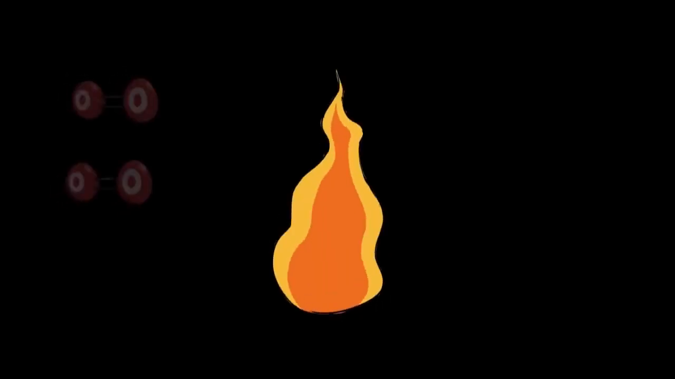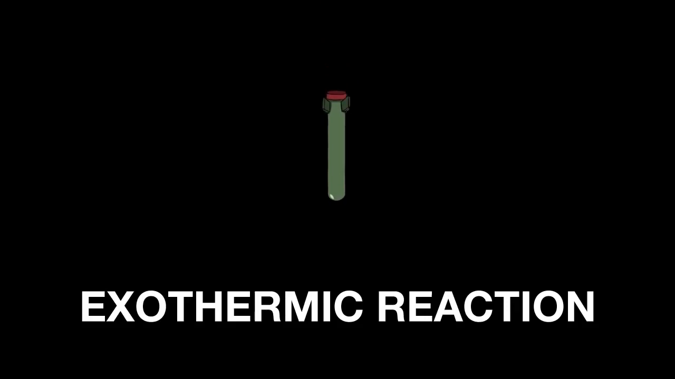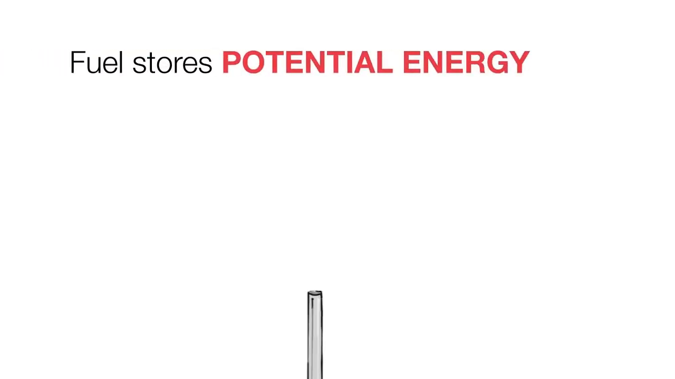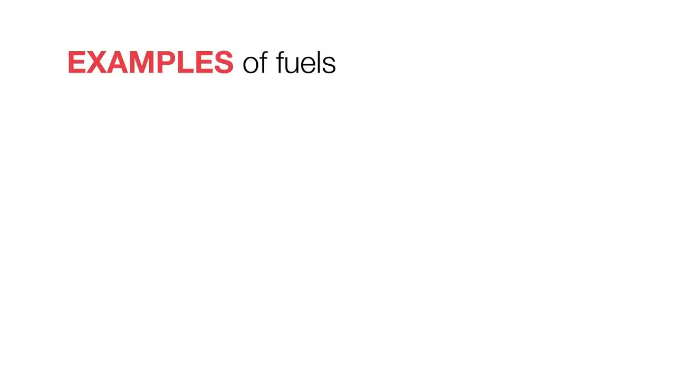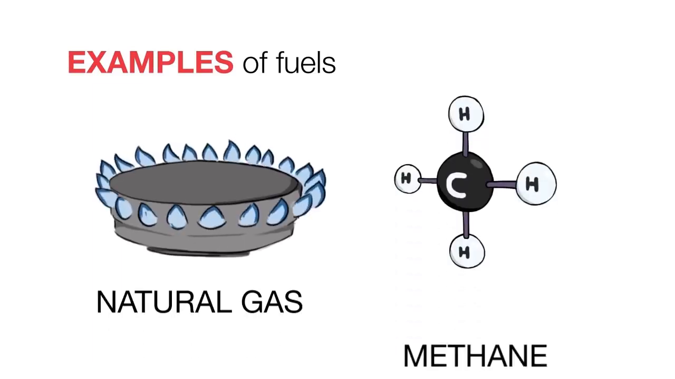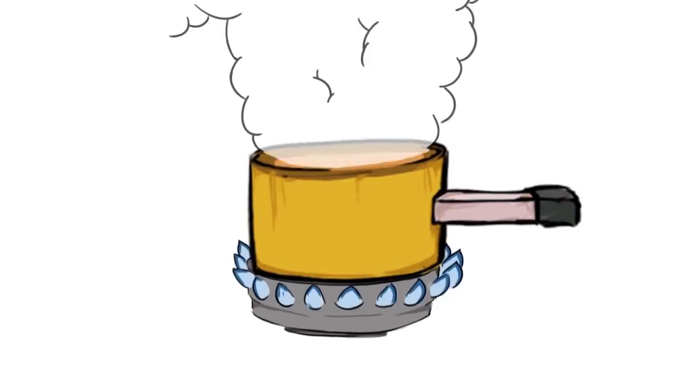Combustion is burning, usually in air, which is all around us, or oxygen. It's an exothermic reaction, which means it gives out heat. A fuel stores potential energy that can be released as heat when we burn the fuel. An example of a fuel is natural gas or methane. This is the fuel we burn to heat up our food.